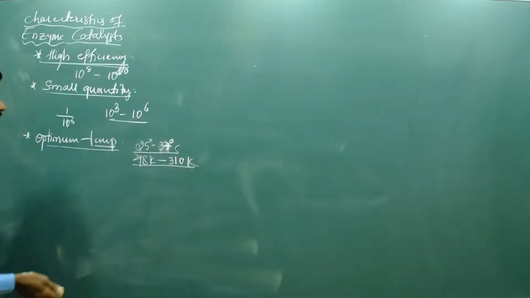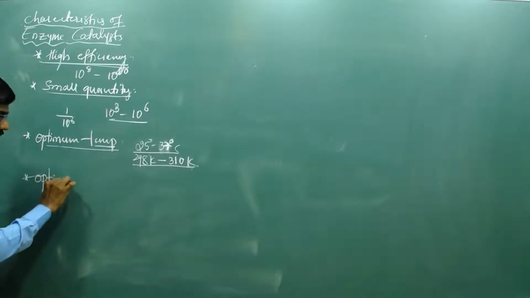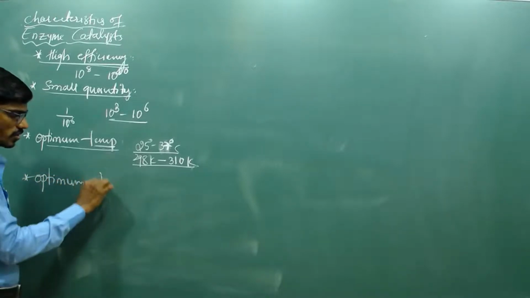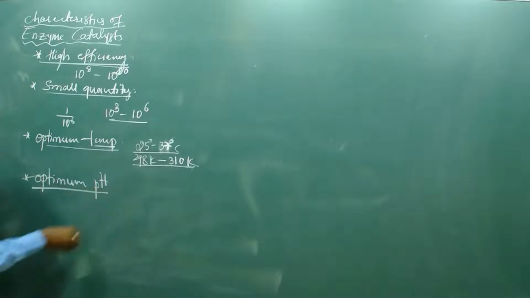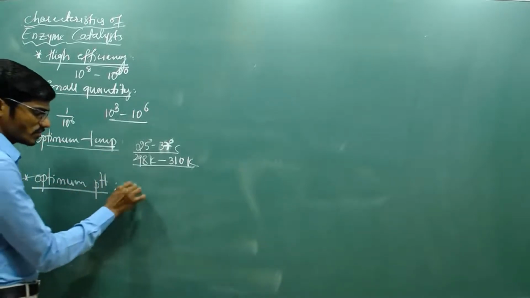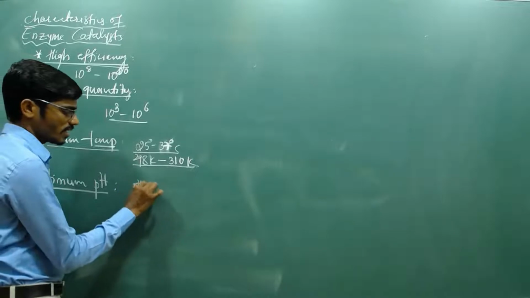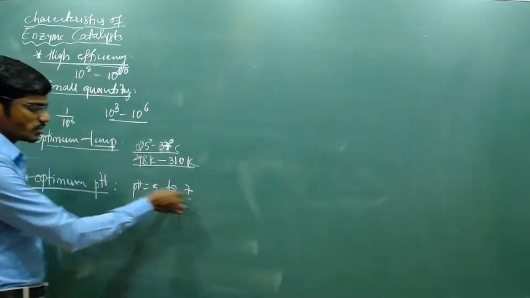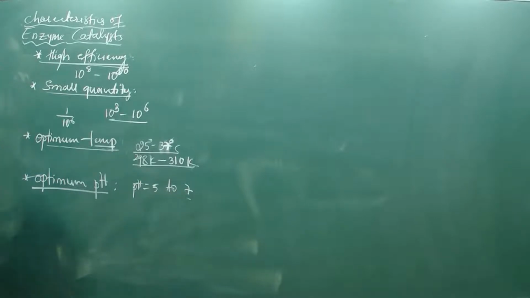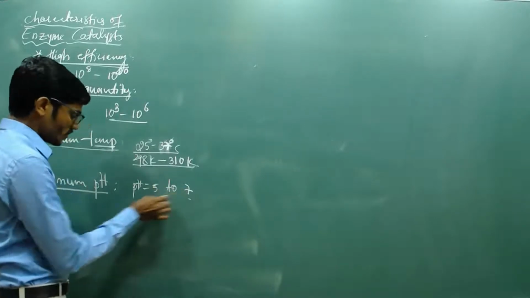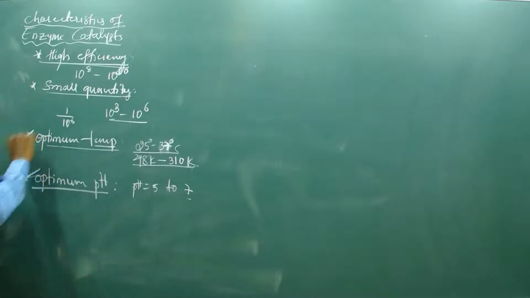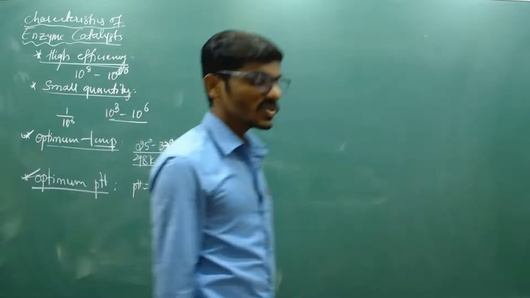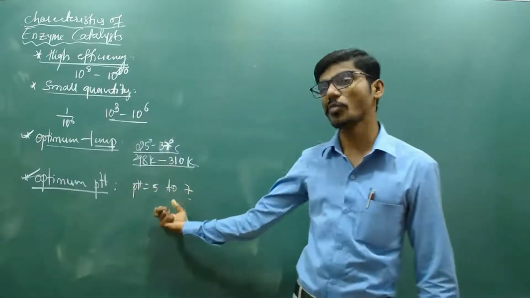So this temperature is called the optimum temperature. The next one is optimum pH. Usually enzymes show maximum activity at a pH range from 5 to 7. If the pH of the medium is 5 to 7, then the enzyme activity is very high. Enzyme activity is very high at a particular pH known as the optimum pH.